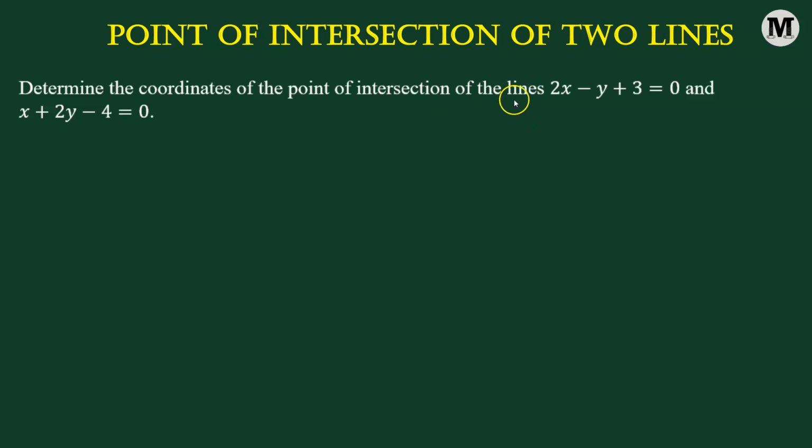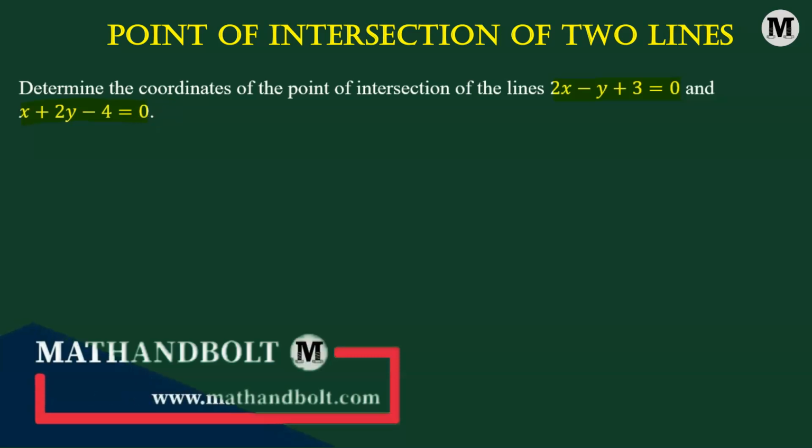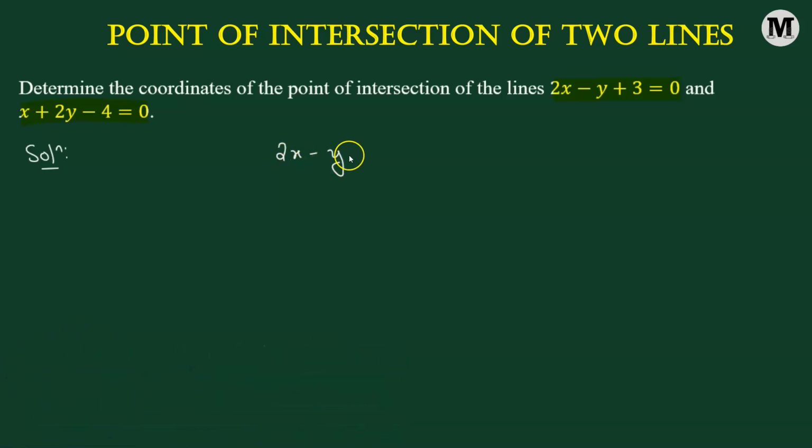Determine the coordinates of the point of intersection of the lines 2x minus y plus 3 equals 0 and x plus 2y minus 4 equals 0. Okay, let's begin. We're going to consider the first equation 2x minus y plus 3 equals 0. Let's label this as equation number 1. And then we have x plus 2y minus 4 equals 0. That's going to be number 2.